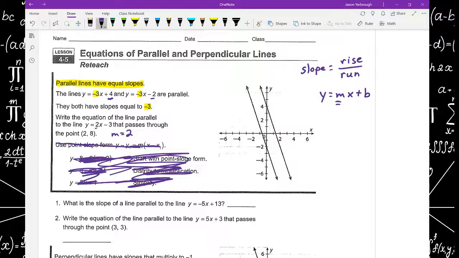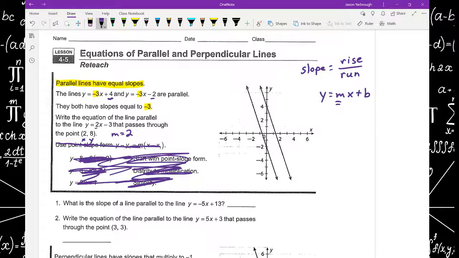It gives us a point. In this ordered pair, the first one's your x, the second one's your y. So if I go to y equals mx plus b, I'm going to plug in the m, the x, and the y, and the only thing I'll have left is the b. I can easily solve for b doing this, and then I want to get back into y equals mx plus b form, so I'm going to rewrite it without the 2 and the 8 for the x and y.